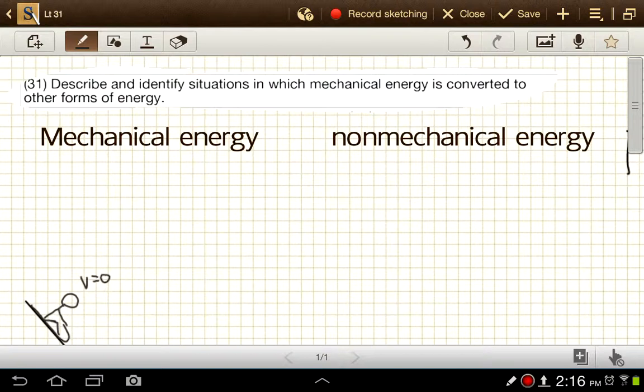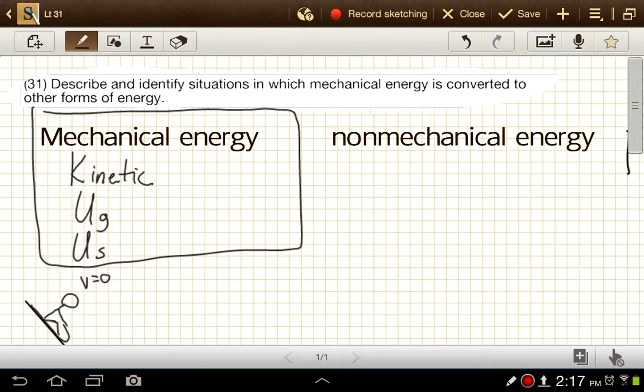So mechanical energy, we say, is energy that's associated with an object's motion or with its position. So this would include kinetic energy. It would include potential energy from gravity and potential energy from springs, or elastic potential energy. Those are going to be the three types that we're mainly using in AP Physics. And then non-mechanical energy would be things like heat and light and sound, nuclear energy, things along those lines. Chemical would be put in here.